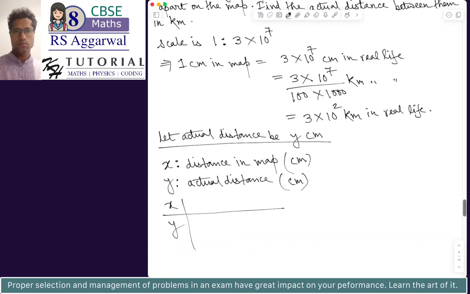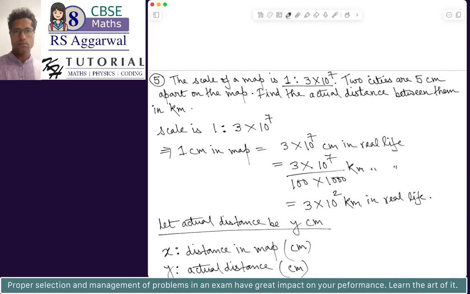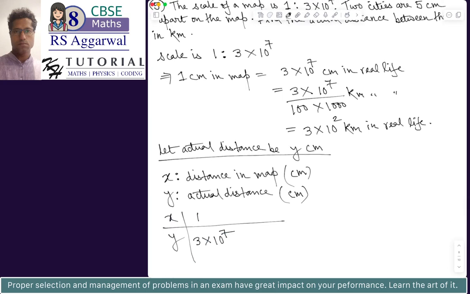So now while creating the table, the first data I can say x will be 1 and y will be 3 multiplied by 10 to the power 7, because it is given that the scale of a map is 1 is to 3 multiplied by 10 to the power 7. This essentially means that it has already given a data, that is 1 centimeter in the map will actually have a distance of 3 multiplied by 10 to the power 7. So as the first data in the table, I can have 1 as x and 3 multiplied by 10 to the power 7 as y.